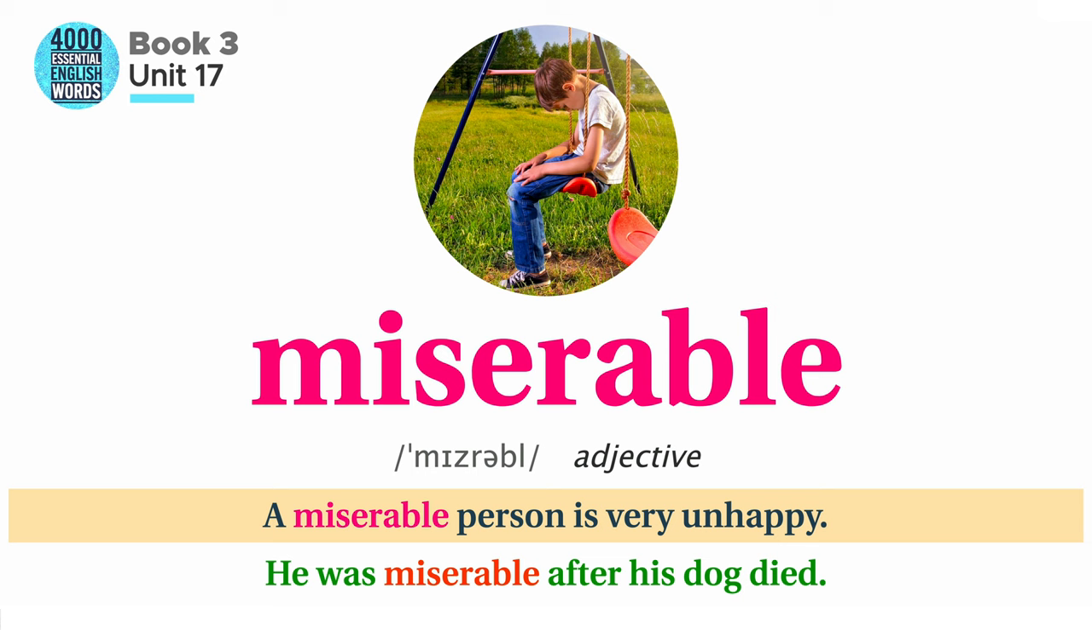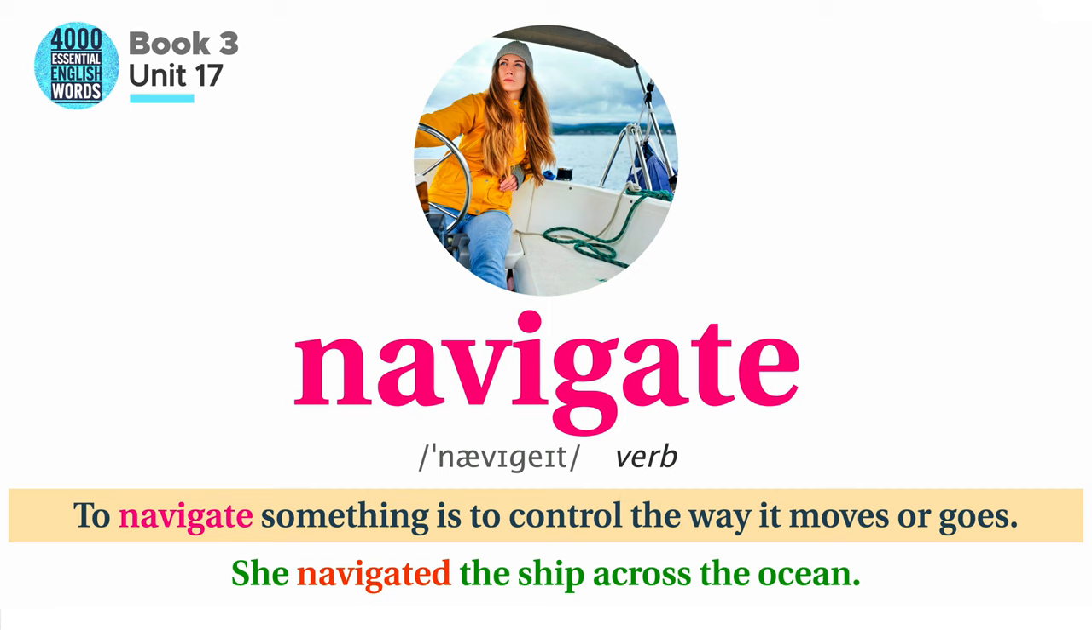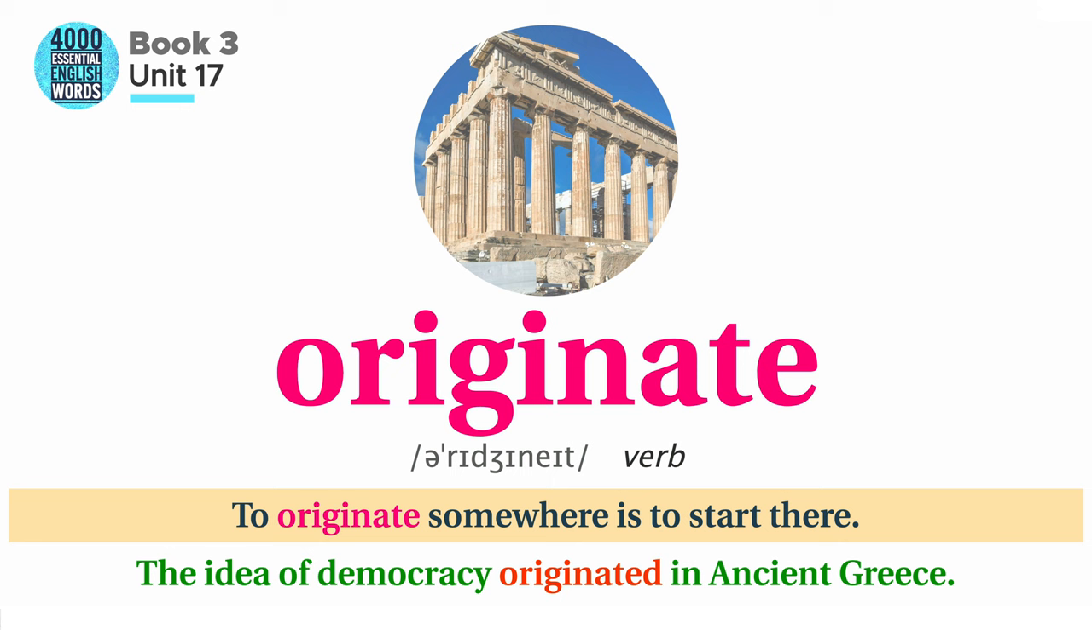Navigate. To navigate something is to control the way it moves or goes. She navigated the ship across the ocean. Originate. To originate somewhere is to start there. The idea of democracy originated in ancient Greece.